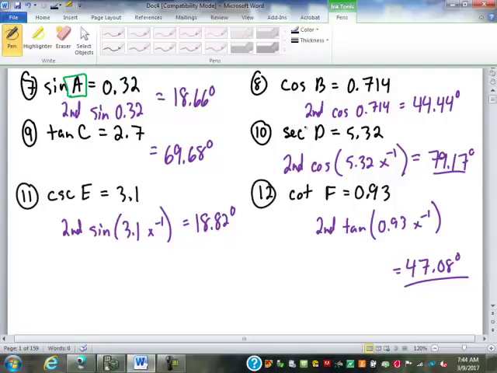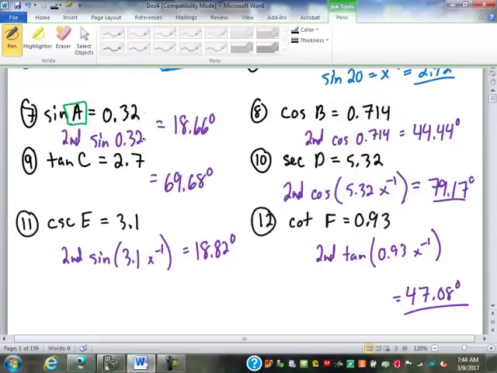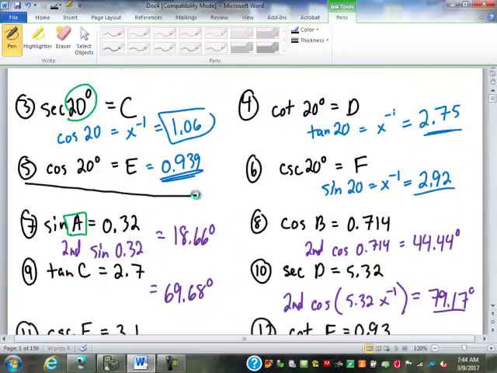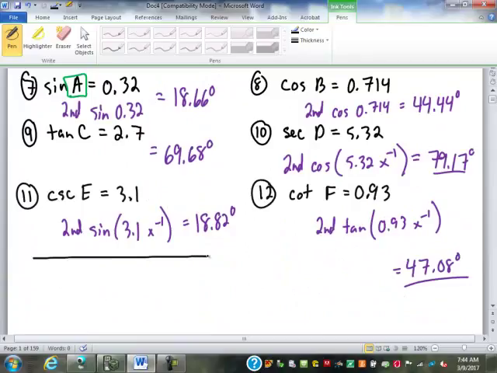Anybody having questions on finding those angles right now? So we can find the value of the function given the angle, or we can find the angle given the value of the function. The key is keeping it straight, which one's which, and when do you do which. The question you always have to ask is, do I know the angle? If you know the angle, you're just using the trig function. If you're finding the angle, that's when you have to use the inverse trig function, so the second or the shift.